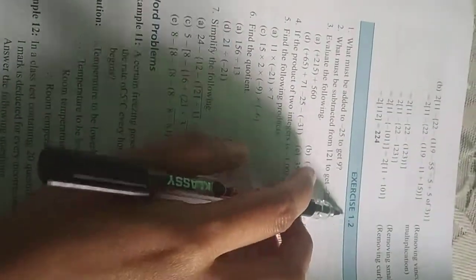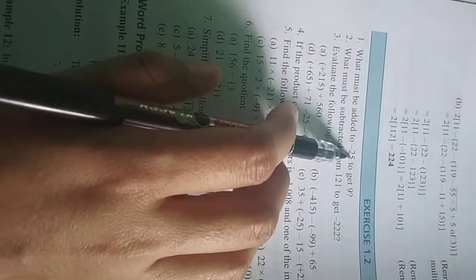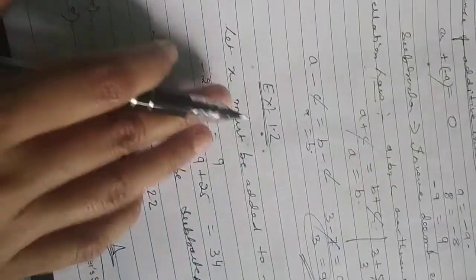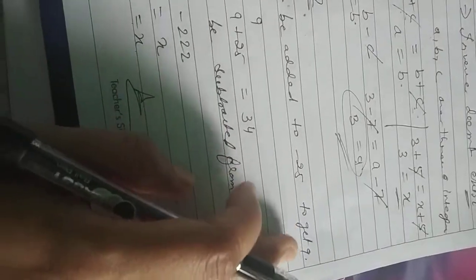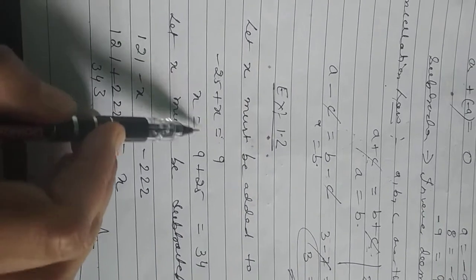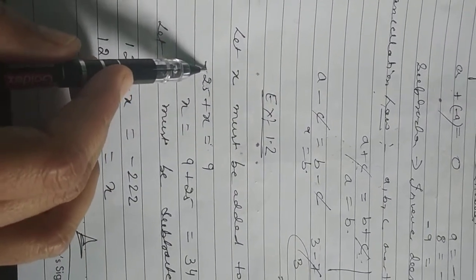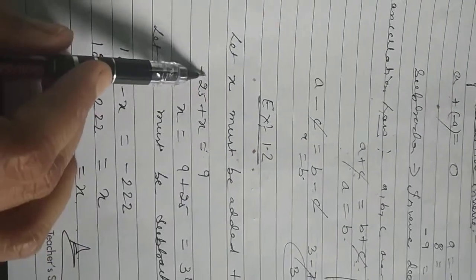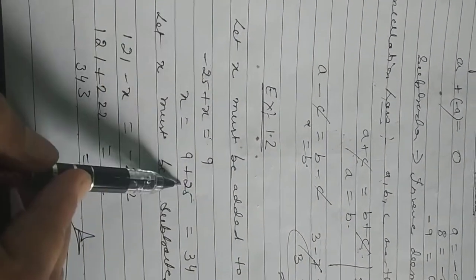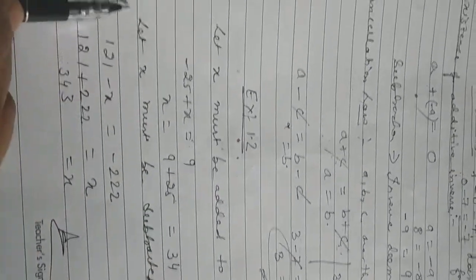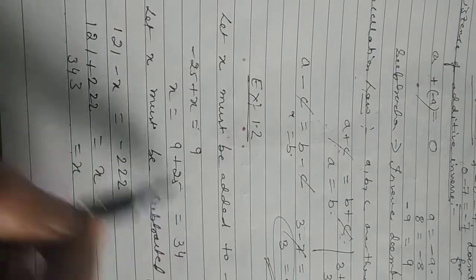Exercise 1.2, first question: what must be added to minus 25 to get 9? Means what we should add to this so that we will get 9. So you will do like this. Let x must be added to minus 25 to get 9. So we will add minus 25 with x is equal to 9. How will we take out the x value? Any negative number will go this side and become positive. So this is negative, and if it shifts this side, it will become positive. So 9 plus 25 will be equal to 34. So x value is 34.